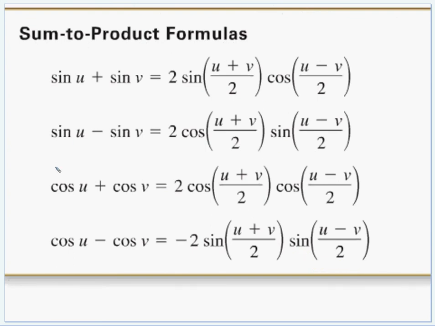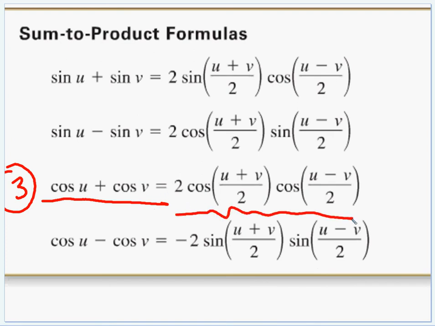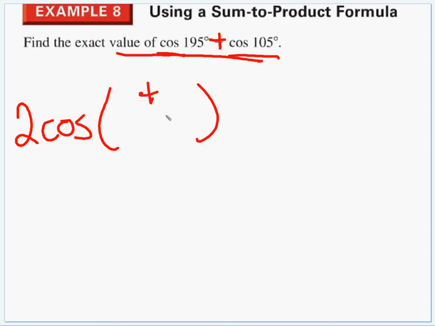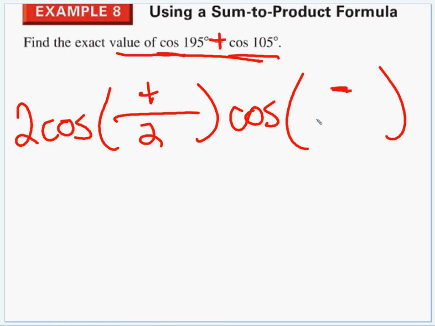Cos plus cos is this one. We'll call it formula number 3, cos plus cos. So I'm going to copy this down, just leaving out the u's and the v's. This is going to turn into 2 cos of the sum over 2 times the cos of the subtraction over 2. And then we drop in the angles.